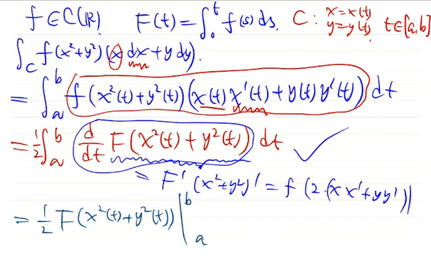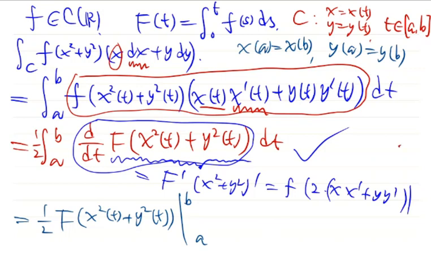The difference of the value of the function at the end point of the interval. Okay, but because I will say it's a closed curve, we know that xA equals xB, yA equals yB. When t equals A and t equals B, the curve is at the same point along the curve.